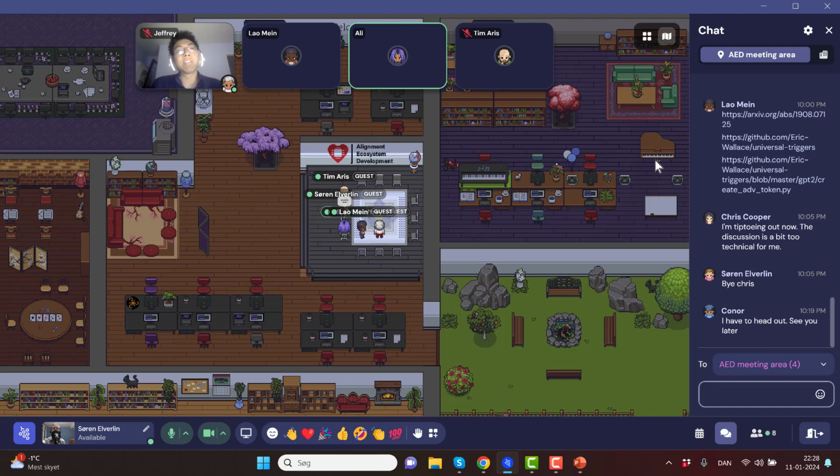This particular paper was called TAP. I think it stands for tree of something. What was it again? Oh, tree of attacks with pruning. So the basic idea is quite simple.